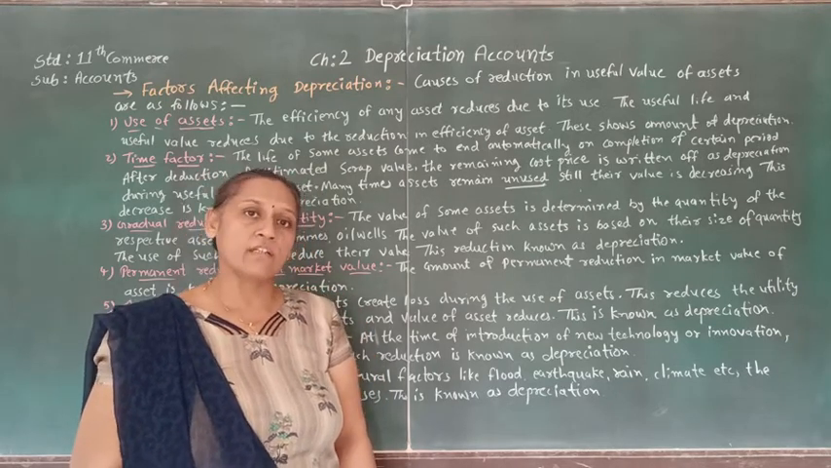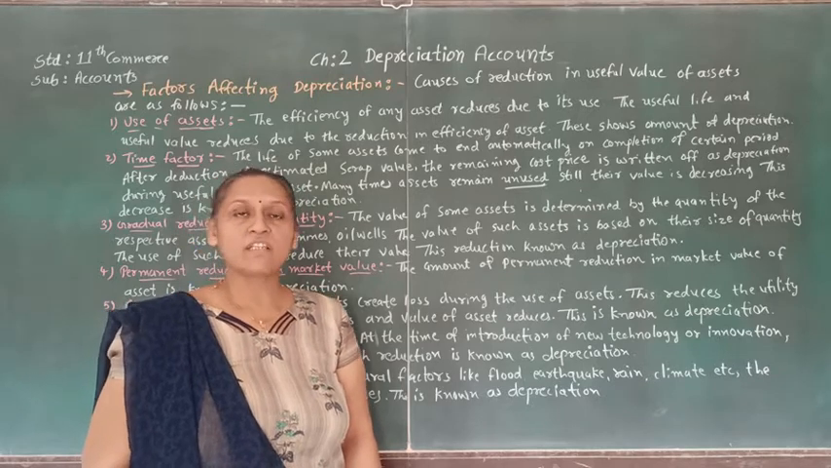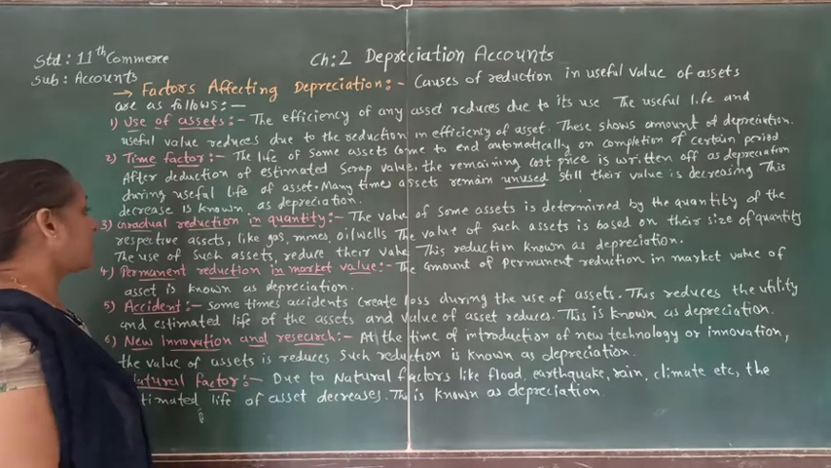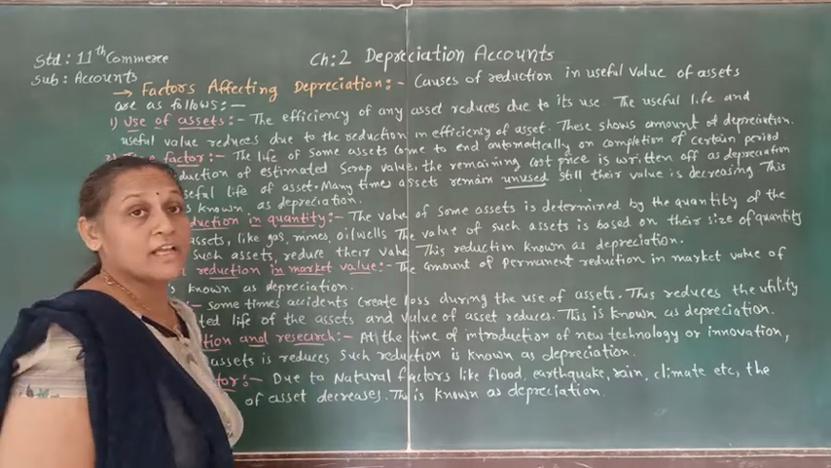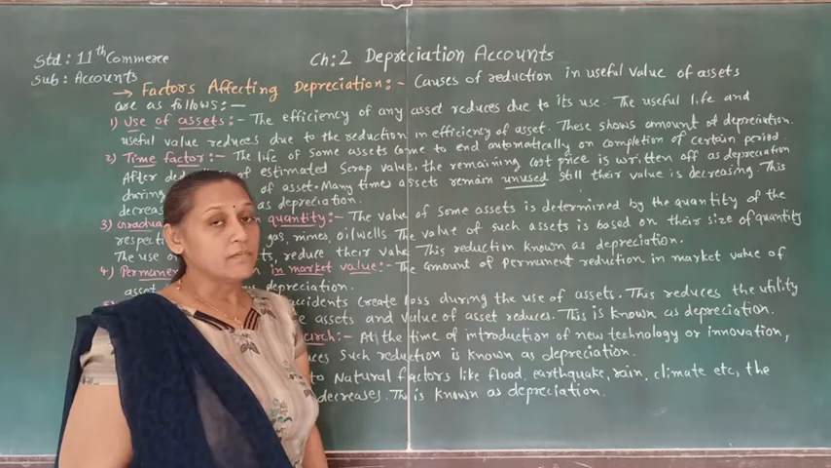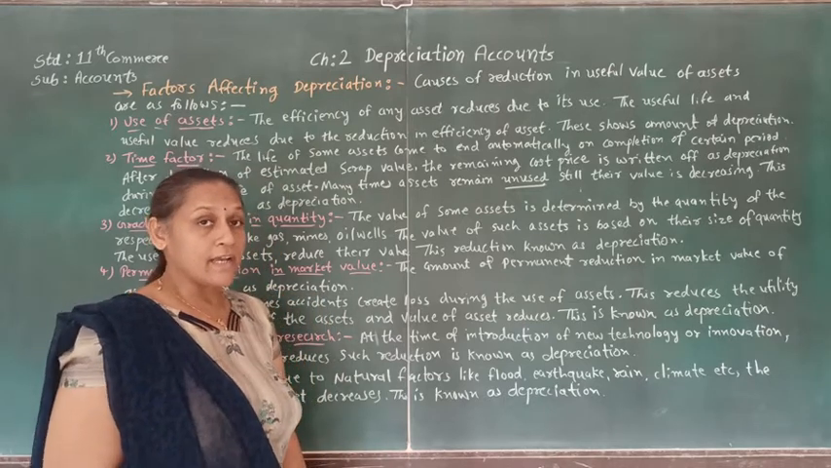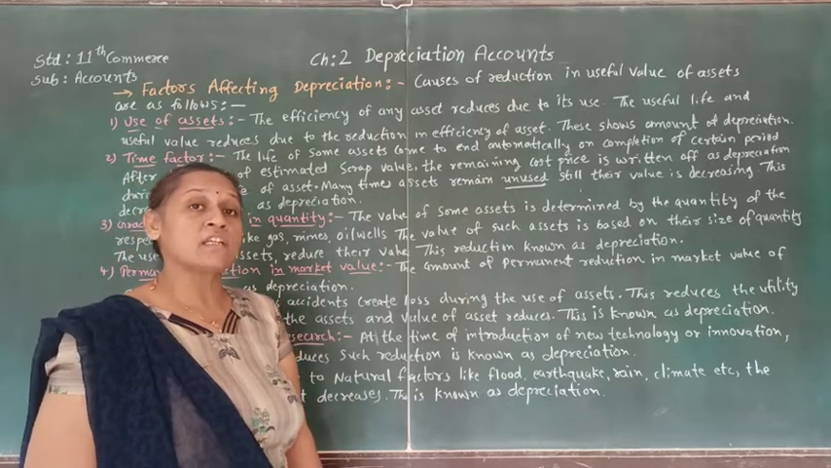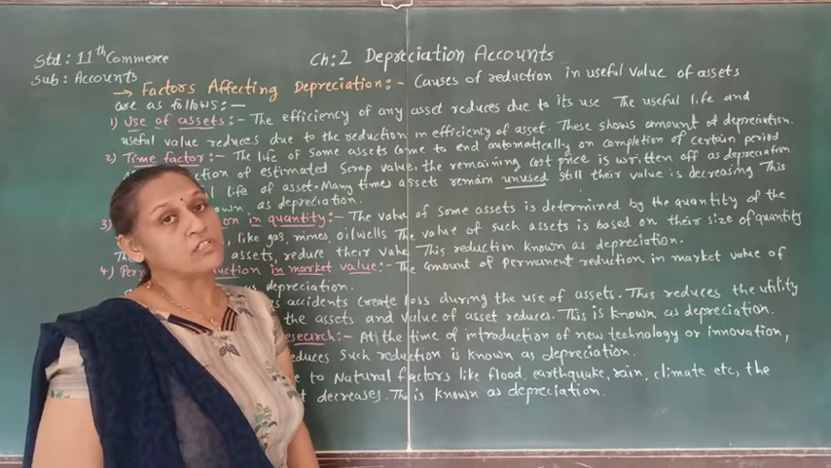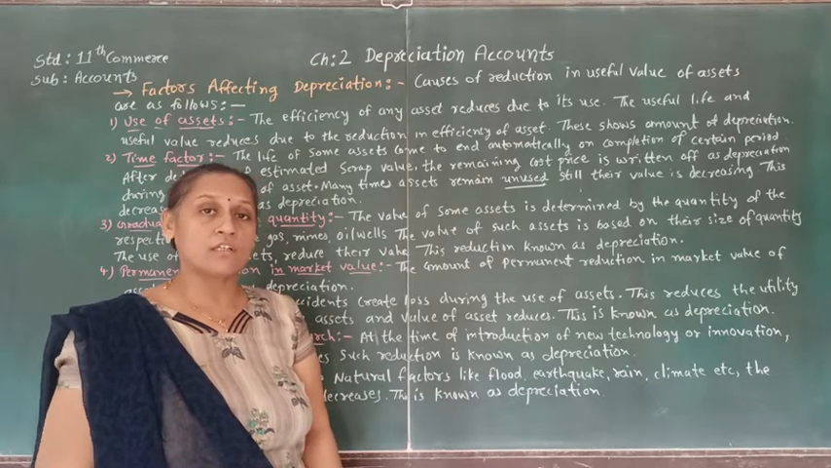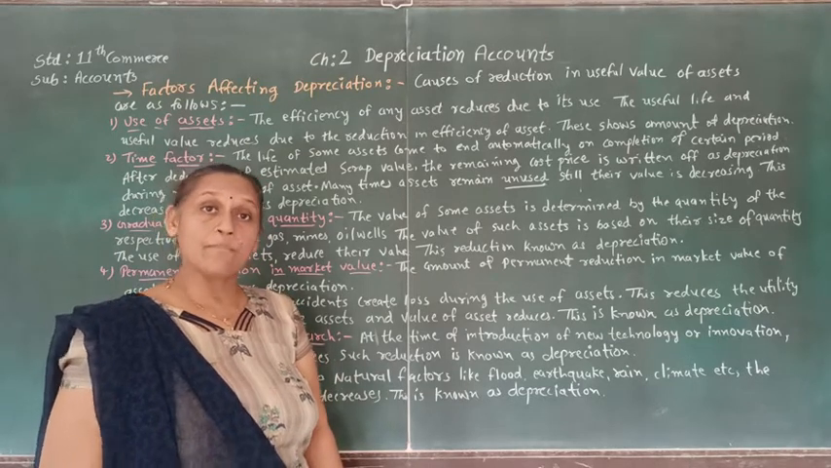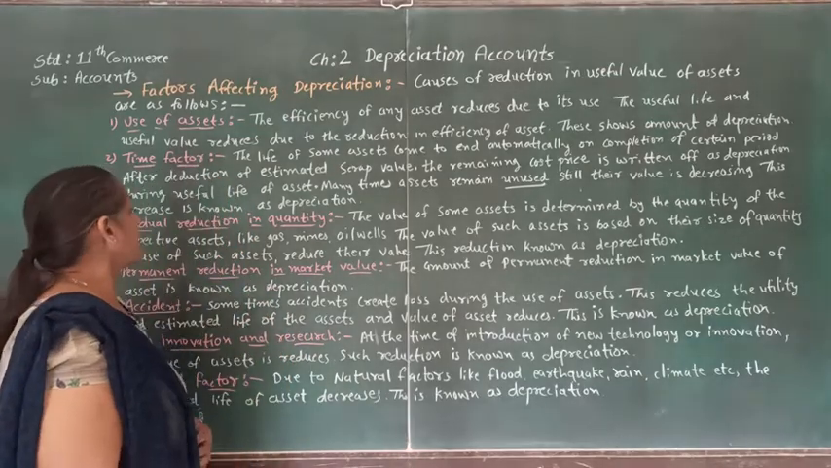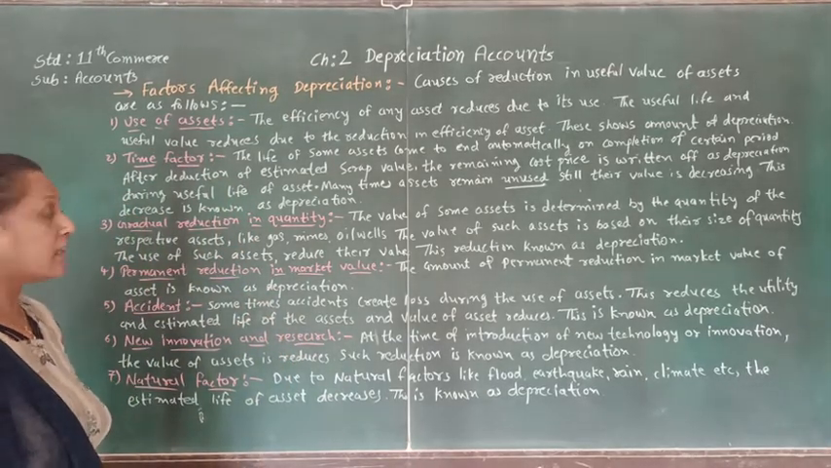The next factor affecting depreciation is the time factor, and after that the other one is a gradual reduction in the quantity. As we know, some assets like mines, oil wells and gas, when we are using them, the quantity is reducing, and because the quantity is reducing, we have to depreciate that asset. So the other factor is a gradual reduction in quantity.